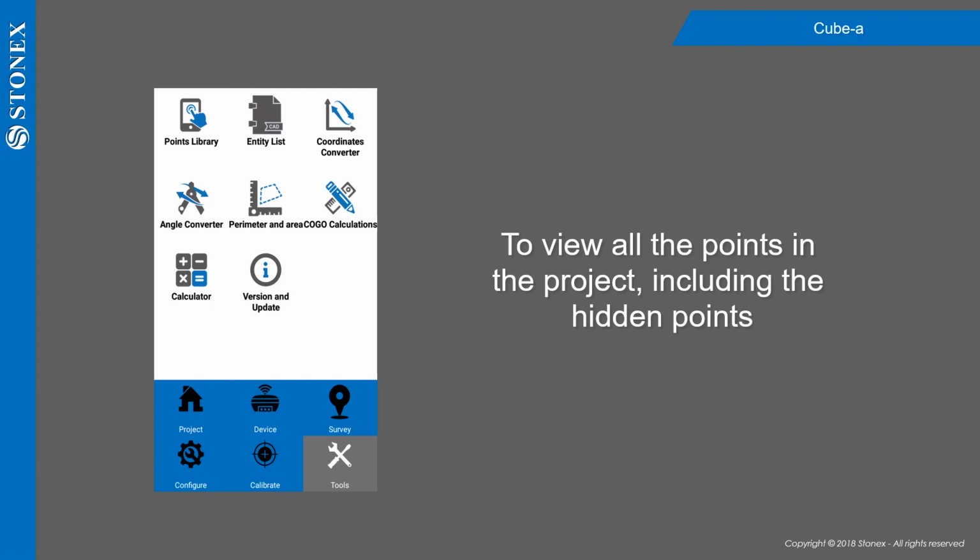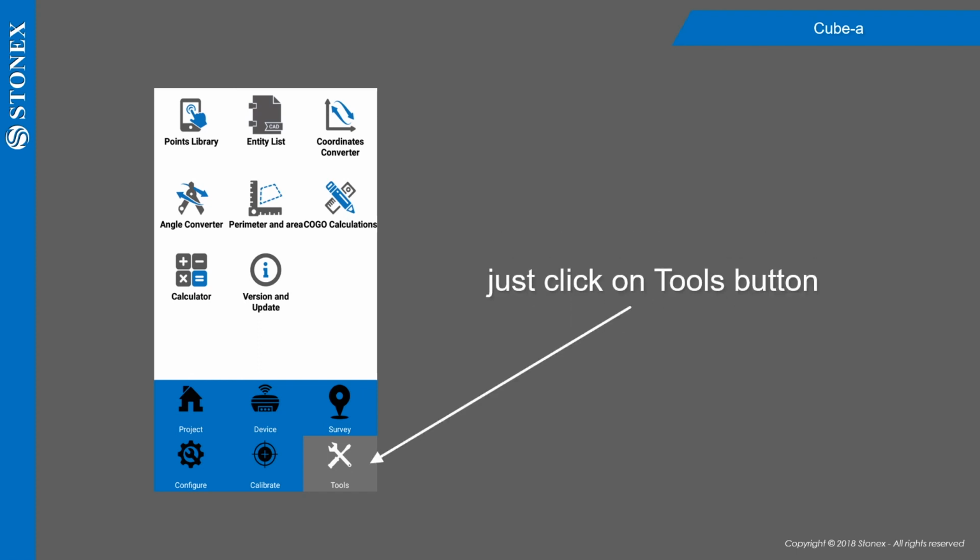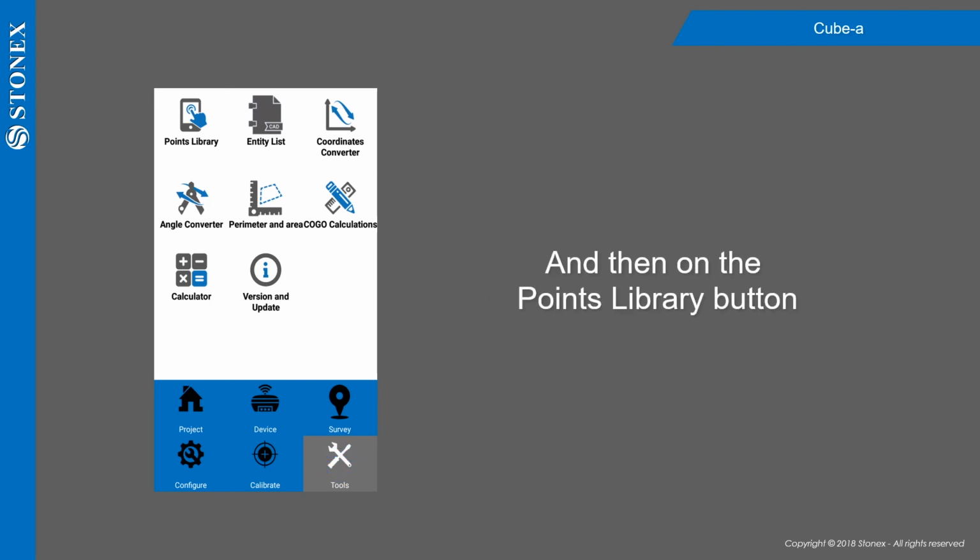To view all the points in the project, including the hidden points, just click on Tools button. And then on the Points Library button.